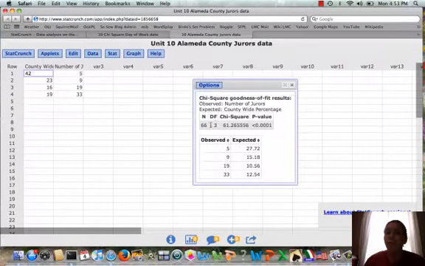The degrees of freedom is 3 because we are looking at 4 different proportion groups, and so the 4 groups subtract 1 gives us 3 degrees of freedom, and our n is 66 jurors total in the observed values. So again, we see a significant difference, so this would warrant rejection of the null hypothesis, and we could say at least one of these proportions is not equal.